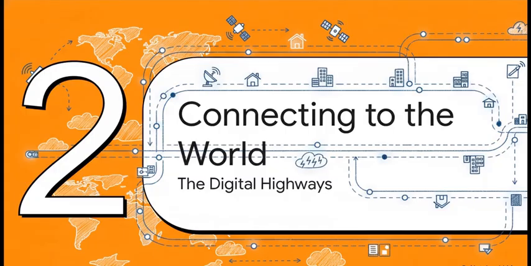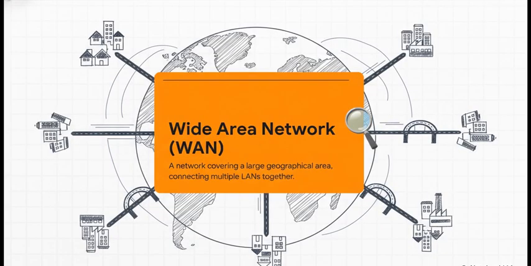Okay, so we've got our local network down, our digital room. But you know, a single room isn't much fun if you can never leave it. How do all of our individual LANs, our homes, our workplaces, talk to each other from across town or even across the ocean? For that, you're going to need some digital highways. And that is where the Wide Area Network, the WAN, comes into play.